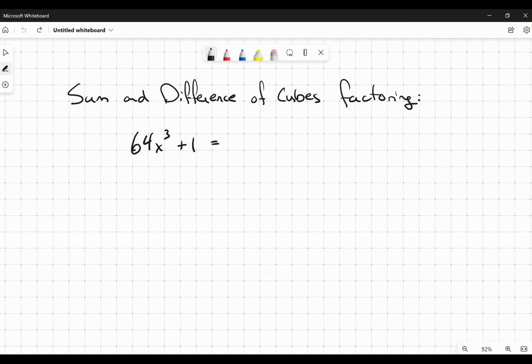All right, hi everybody. So in this video, we're going to take another look at some factoring. Do a little bit of factoring here, and take a look at what we've got here. We've got this sum of cubes.